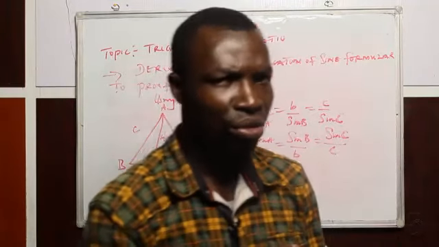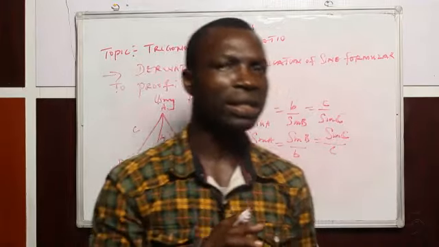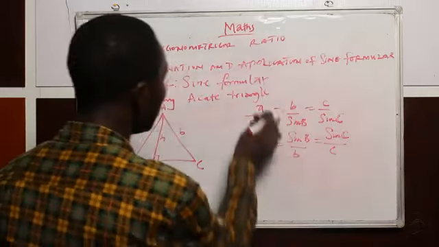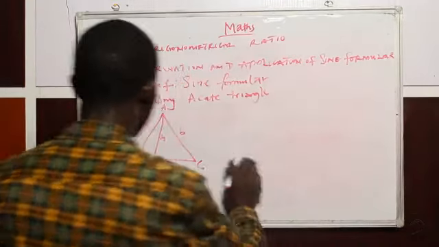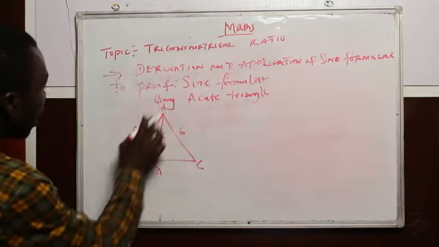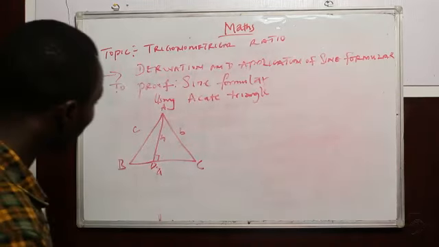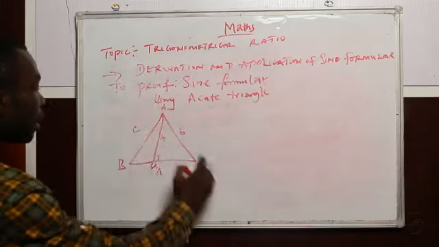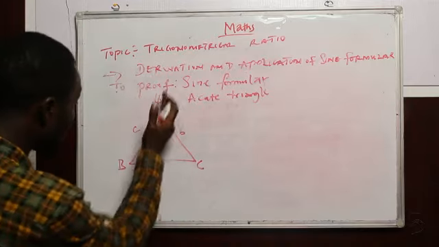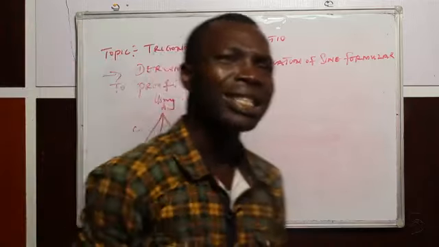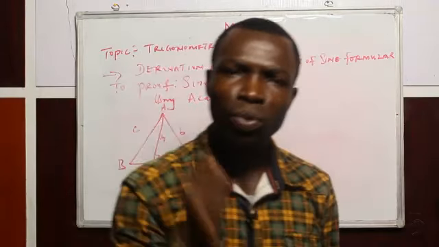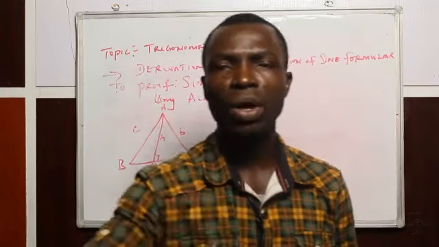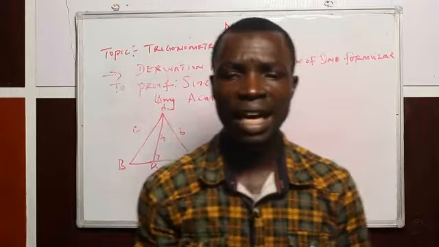What is the first thing we need to do? What is our requirement? Number one, we have to make use of an acute triangle. Consider triangle ABC. This is an acute triangle because it is not the same as the equilateral triangle. In an acute triangle, every angle is less than 90 degrees. It is not up to 90 degrees. That is called an acute triangle. So that is what we are going to use to prove the sine formula.